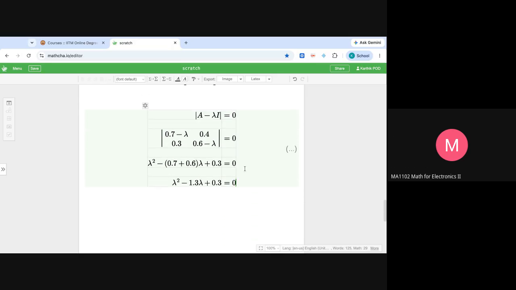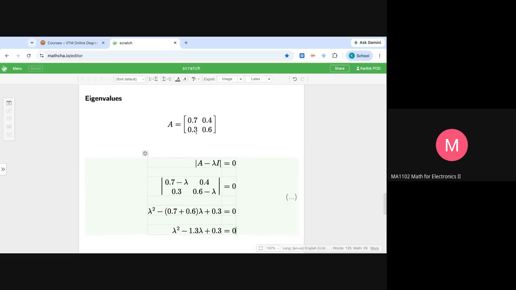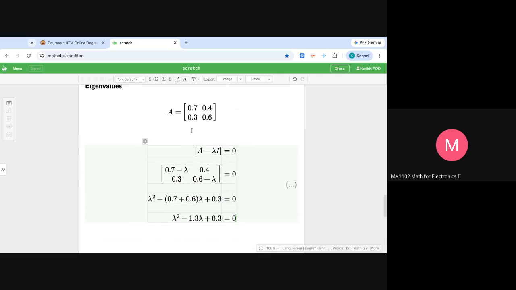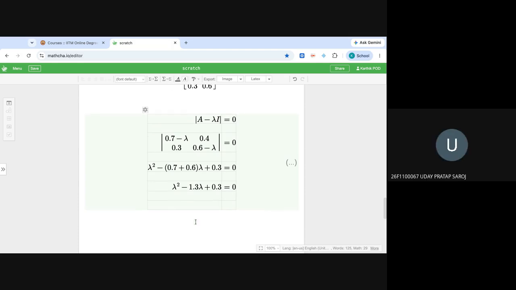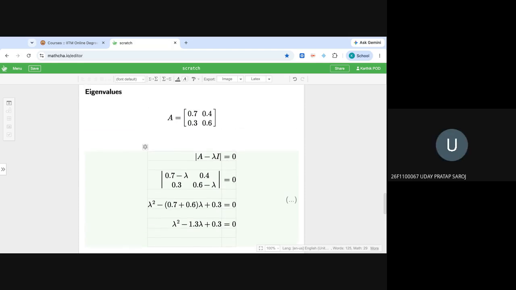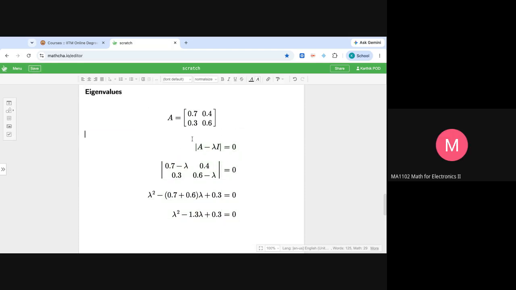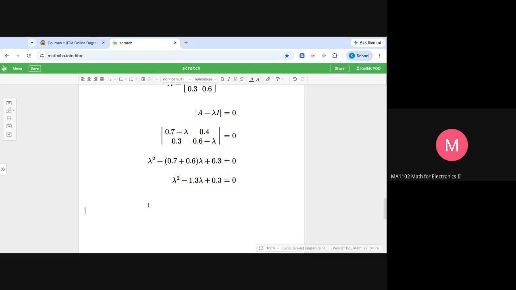Okay, let's just pause for a second. The trace is 0.7 plus 0.6, which is 1.3, and then 0.42 minus 0.12 is 0.3. So this is fine, right? So far, you used that shortcut. See, the shortcut is very simple. It's actually a useful one.